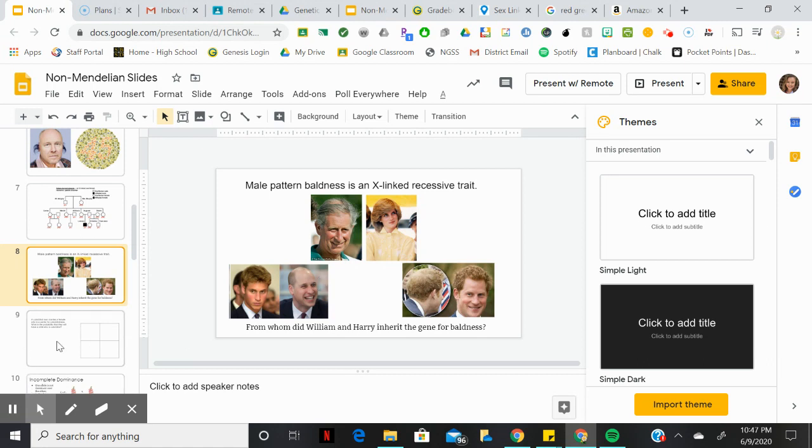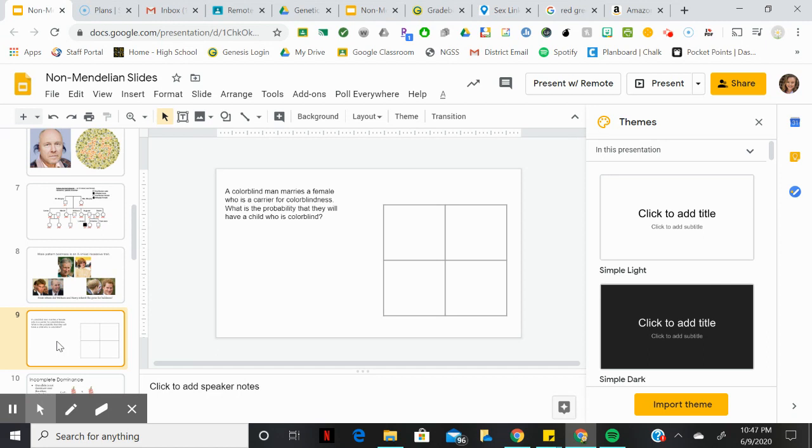So, a practice problem. A colorblind man marries a female who is a carrier for color blindness. What is the probability that they will have a child who is colorblind? So the hardest part of these non-Mendelian practice problems is getting the notation right, I think, getting the problem set up. Once you get the Punnett square set up, you're fine.